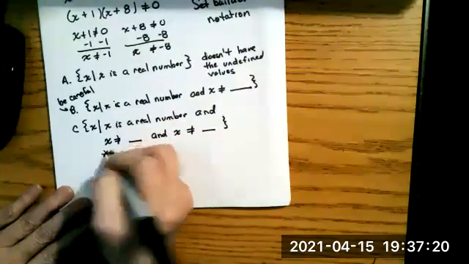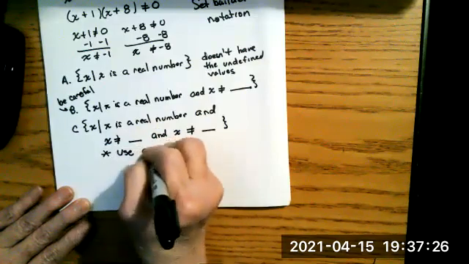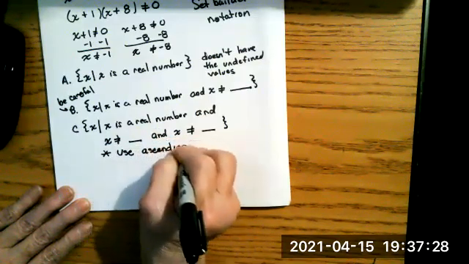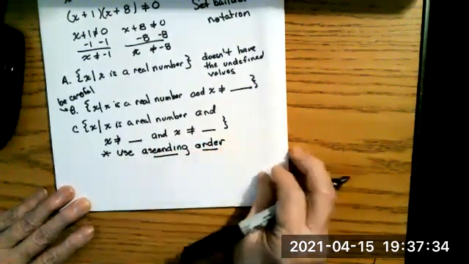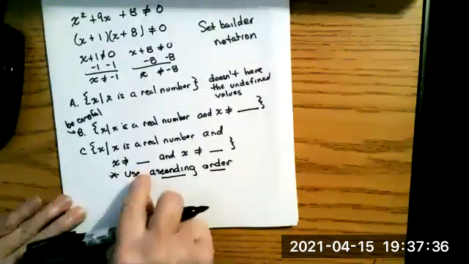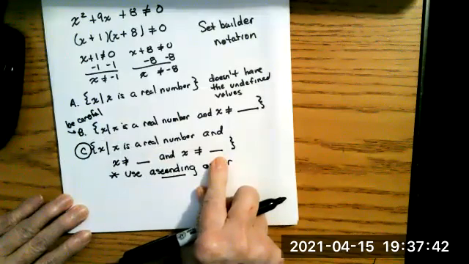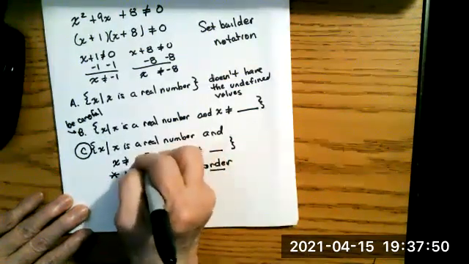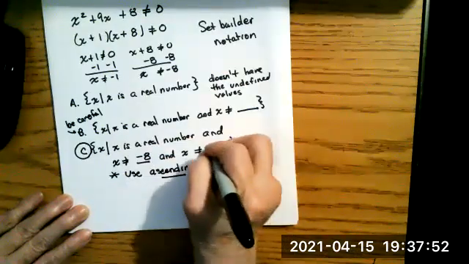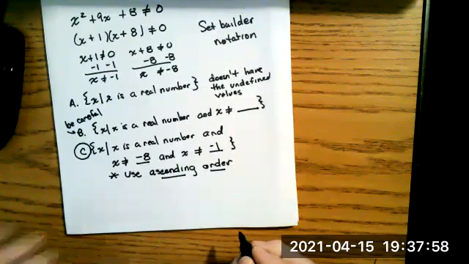But you also have to be careful right here because it says use ascending order. Ascending means it's going up. So this is the one that I want to pick right here because it's got two values for me to put in. Which one do I put in first if I want to do ascending order? -8. And then you put in -1. So be careful on this number 17 to read all of the answers.